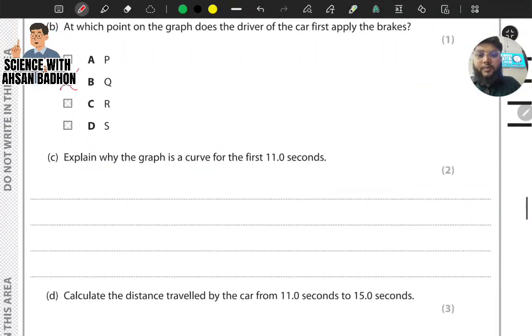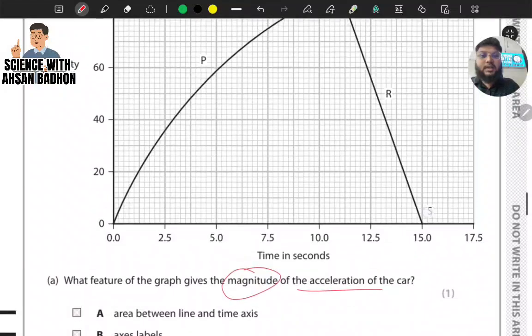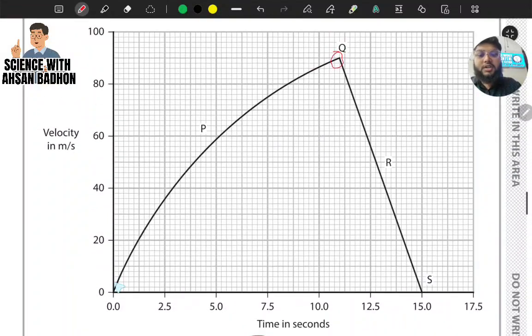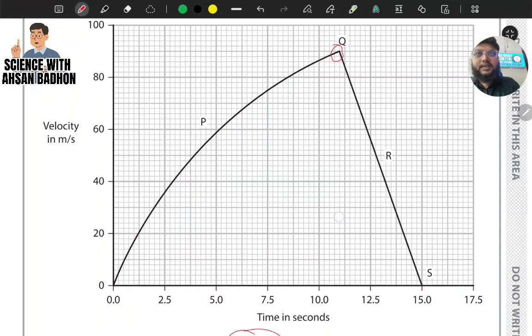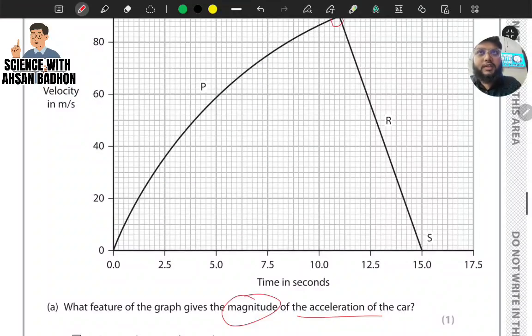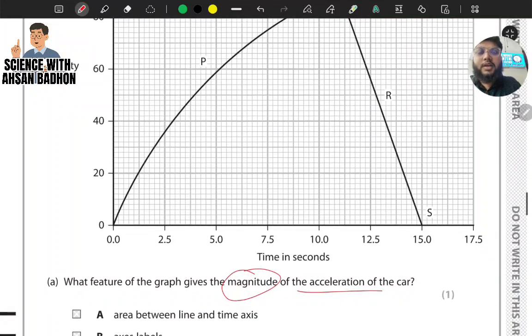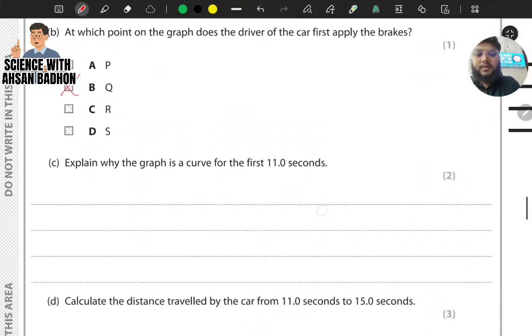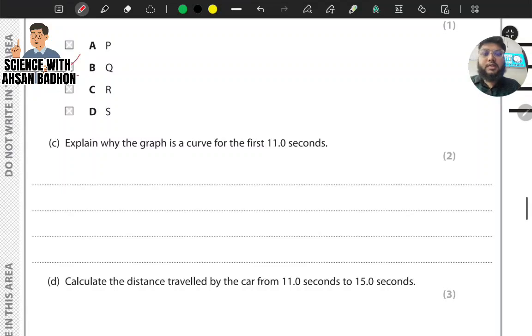Number C says, explain why the graph is a curve for the first 11.0 seconds. Okay, so since it is a curve, this means there is a changing increase in velocity. This can be due to air resistance, or to any resistive forces on the road or in the car. Okay, so let's write it down since it says to explain.